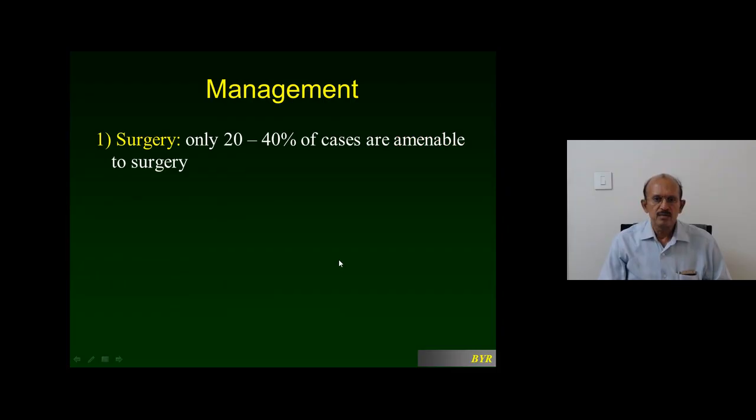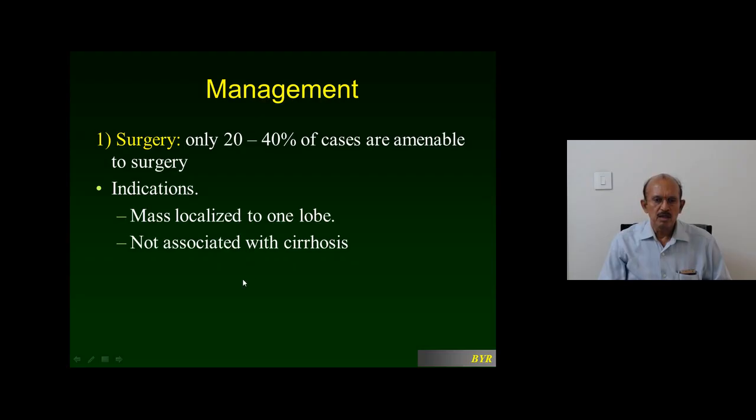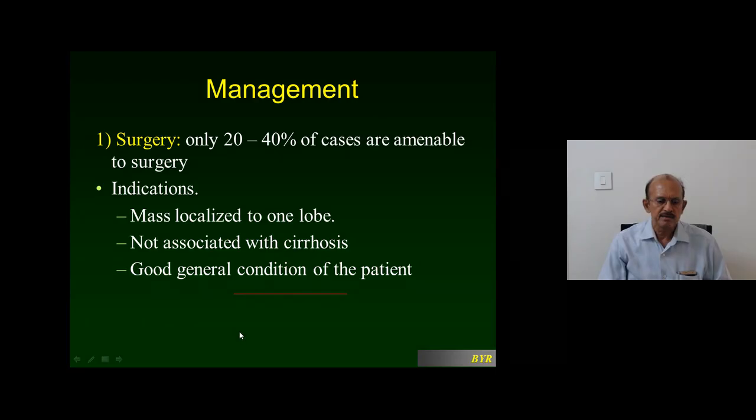Management, surgery. Only 20 to 40% of cases are amenable to surgery. Indications for surgery: mass localized to one lobe, not associated with cirrhosis, good general condition of the patient. Because it is a major operation, the patient's general condition should be good to withstand the surgical as well as anesthetic risks.